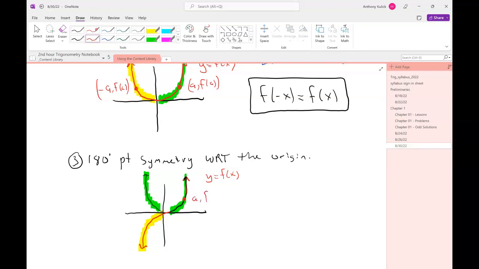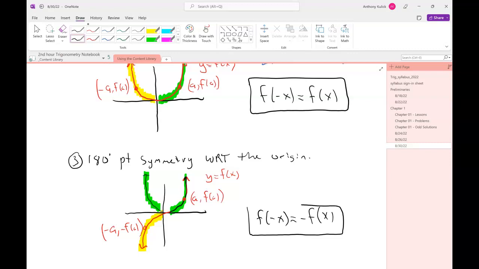So again, if this is the point A comma f of A, I would also have the point negative A, negative f of A, which tells me algebraically what I have is that f of negative x has to equal negative f of x. Functions with this symmetry also get a special name. These are called odd functions.